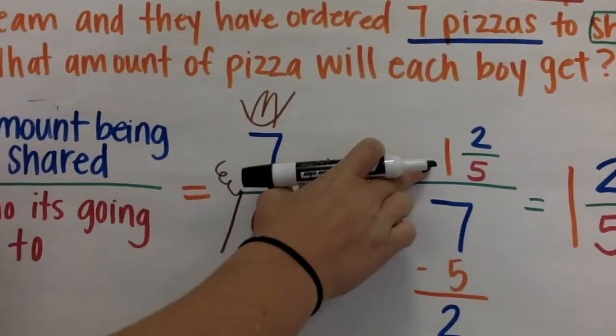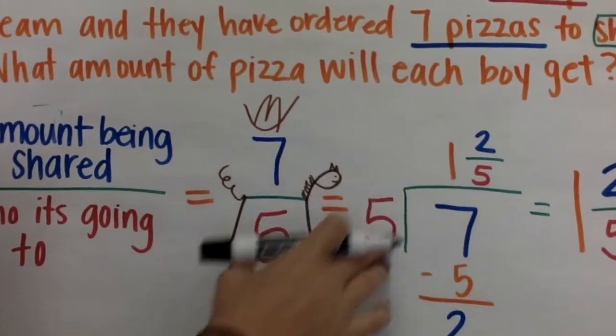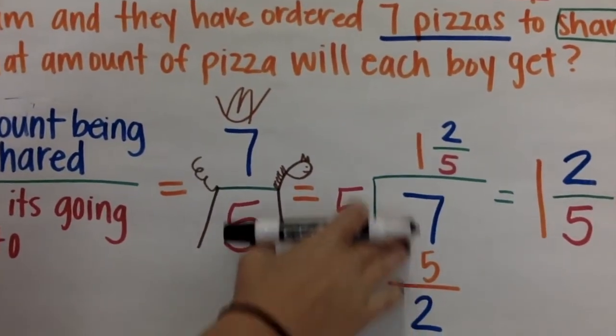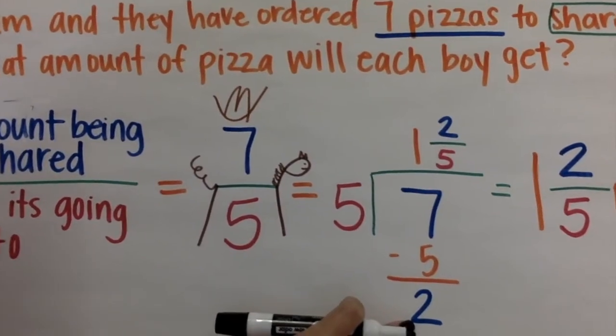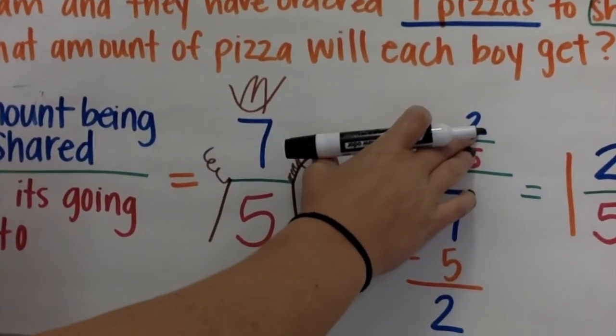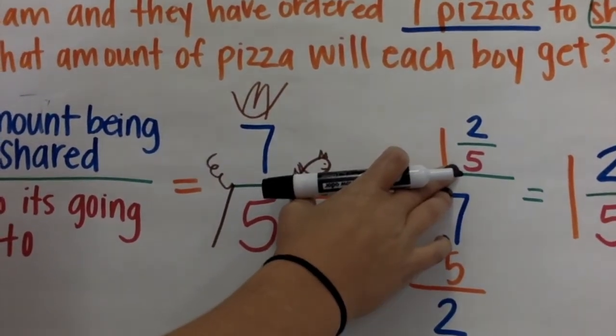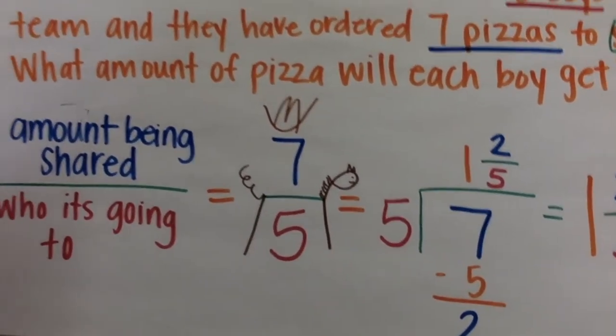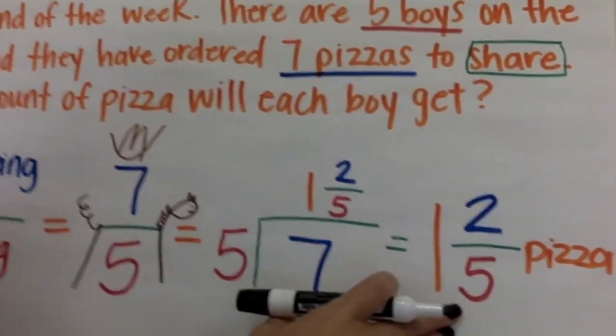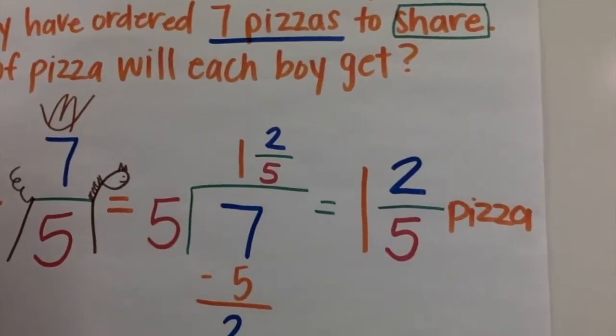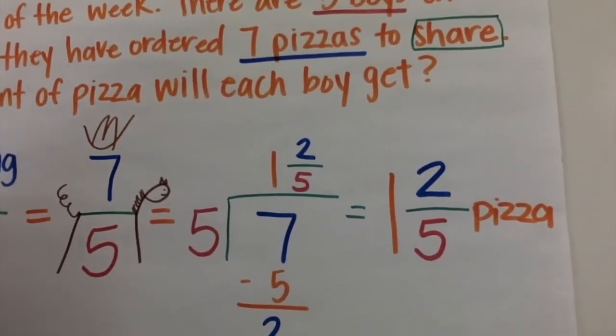5 can go into 7 one time. I know that 1 times 5 is 5. 7 minus 5 is 2. We have the numerator as 2. My denominator stays the same, so it keeps being a 5. And I have my mixed number as my final answer, which is 1 2/5.